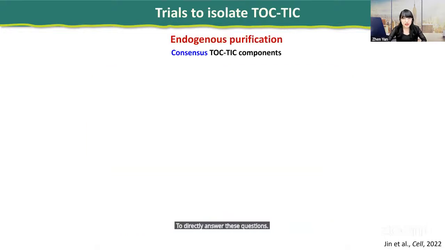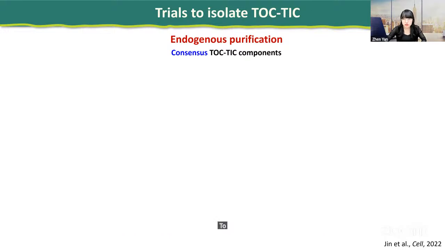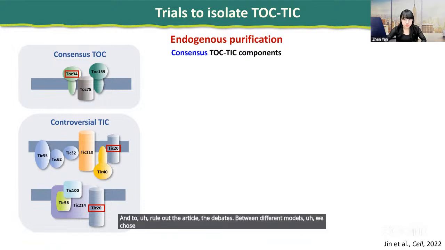So our idea, first, to isolate the endogenous complex, is to add a tag to the consensus component to pull down the native whole complex, to rule out the potential artifact caused by the tag, and to rule out the debates between different models. We chose two consensus components to add a tag for mutual verification.